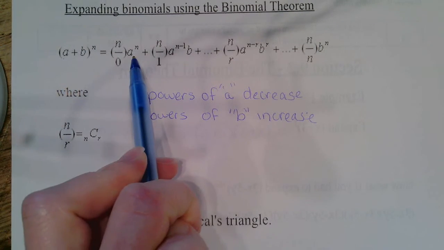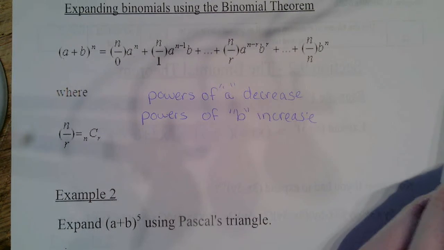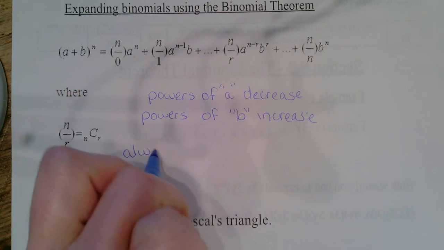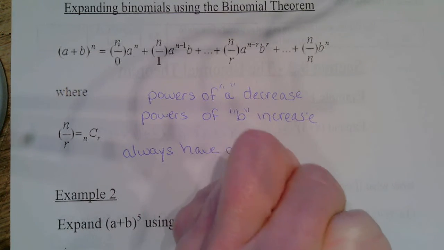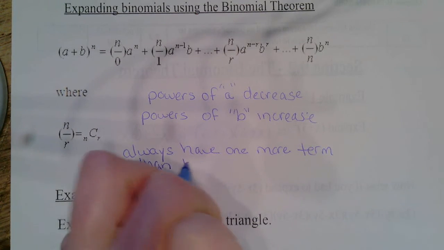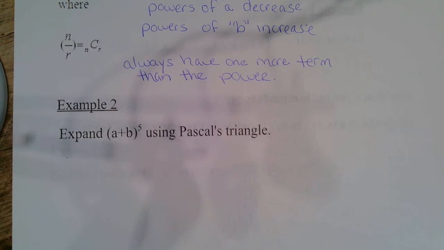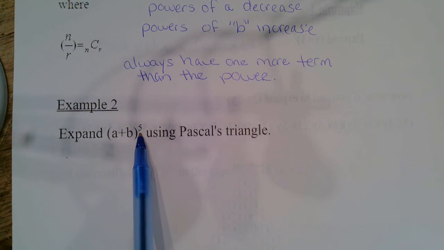And so you can see here that there is none. That would be B to the 0, B to the 1, B to the 2, all the way up to B to the n. The other thing to keep in mind is that you're always going to have one more term than the power. So in other words, for this example, if we're going to expand this using Pascal's triangle, we're going to have 6 terms, okay, because this is something to the 5th.